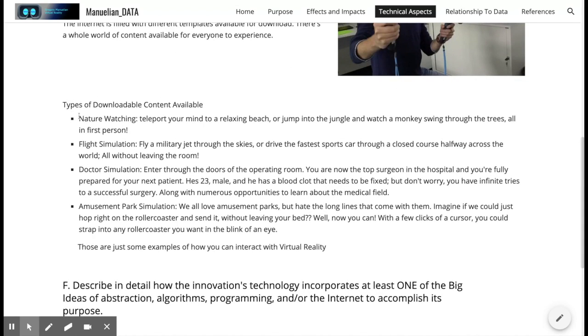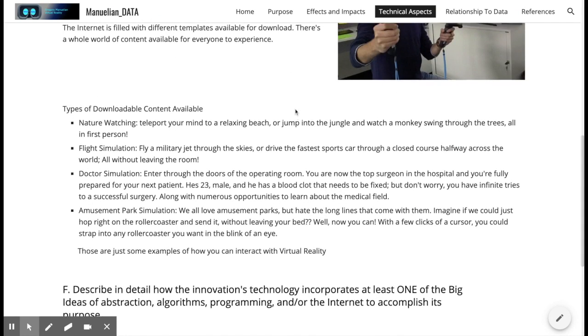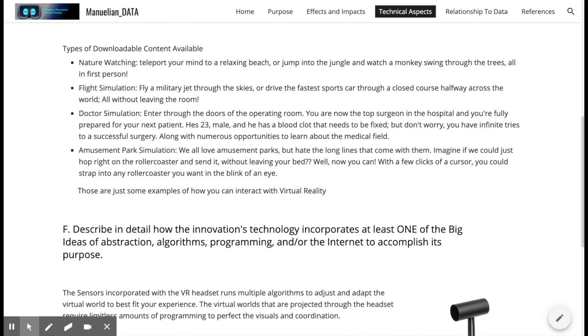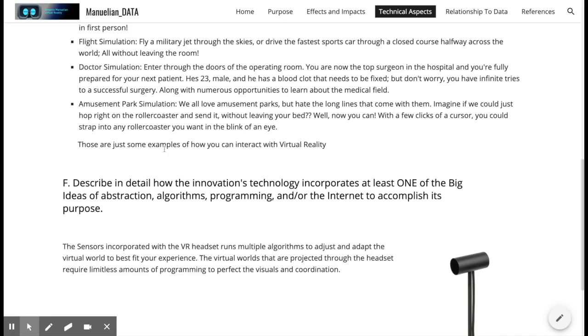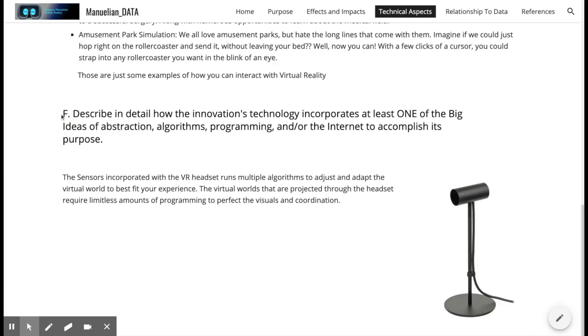Down here, I talk about some other types of downloadable content that can be used with virtual reality, from nature watching to flight simulations, all the way to amusement park simulation. Moving down here, we're asked how virtual reality incorporates at least one of the big ideas of abstraction, algorithms, programming, and/or the internet to accomplish its purpose.